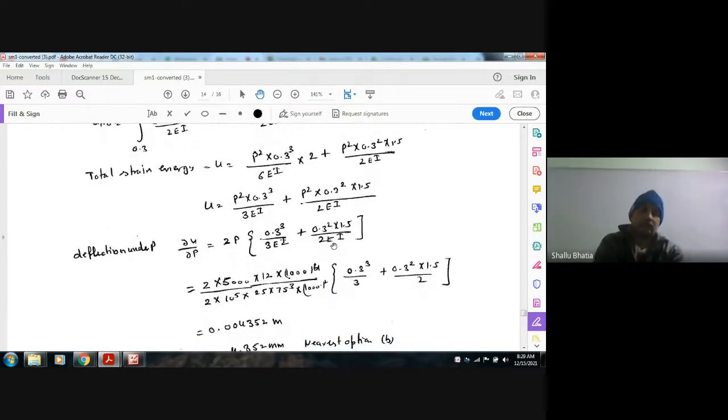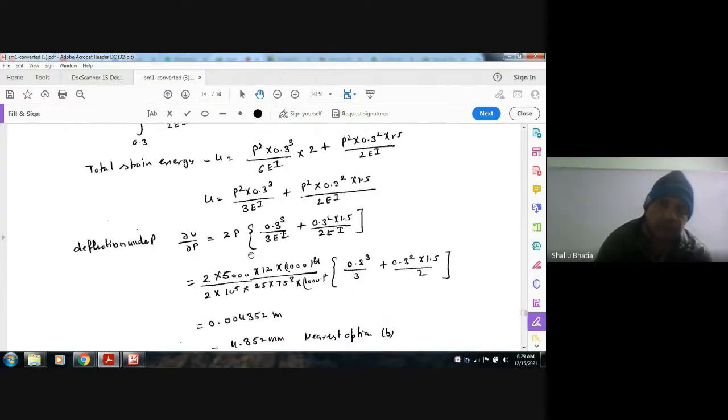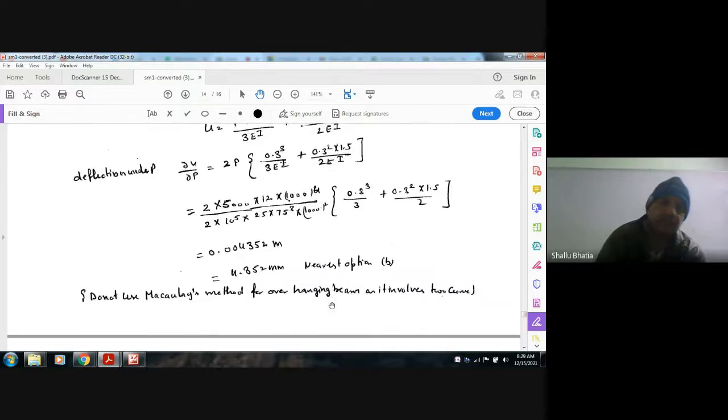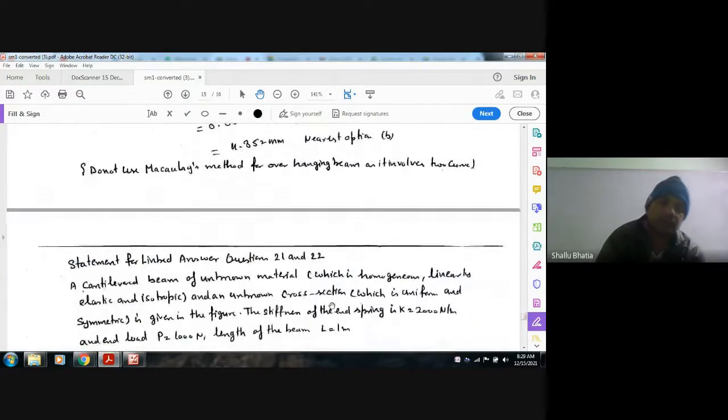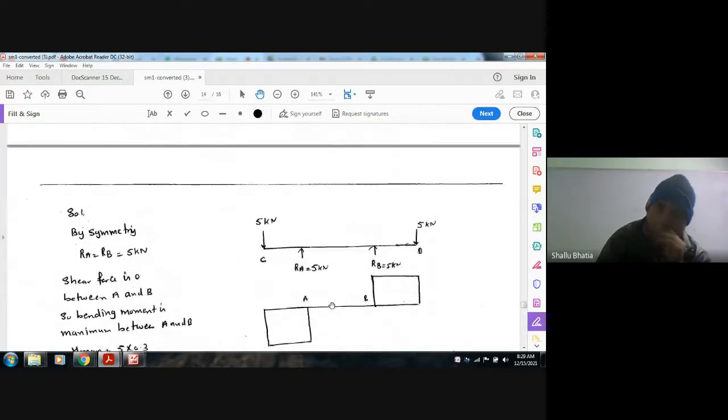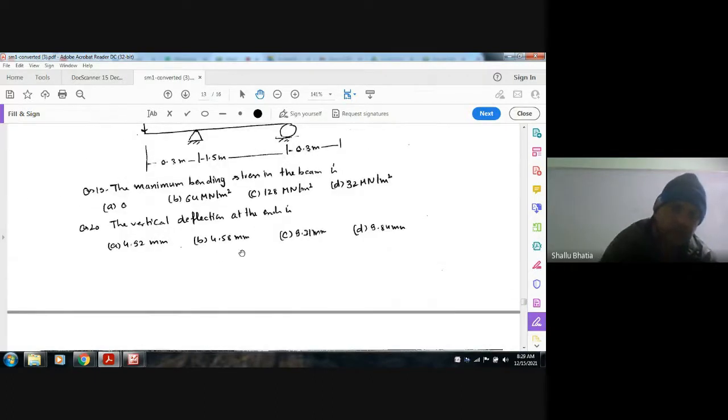Okay, the total strain energy will be this. Now, deflection under load P. To find the deflection under load P, we have to differentiate the value with respect to P. If we differentiate, here it should be 2P. Putting the value of P, we can get 4.3. The nearest option is 4.5. B is the answer.